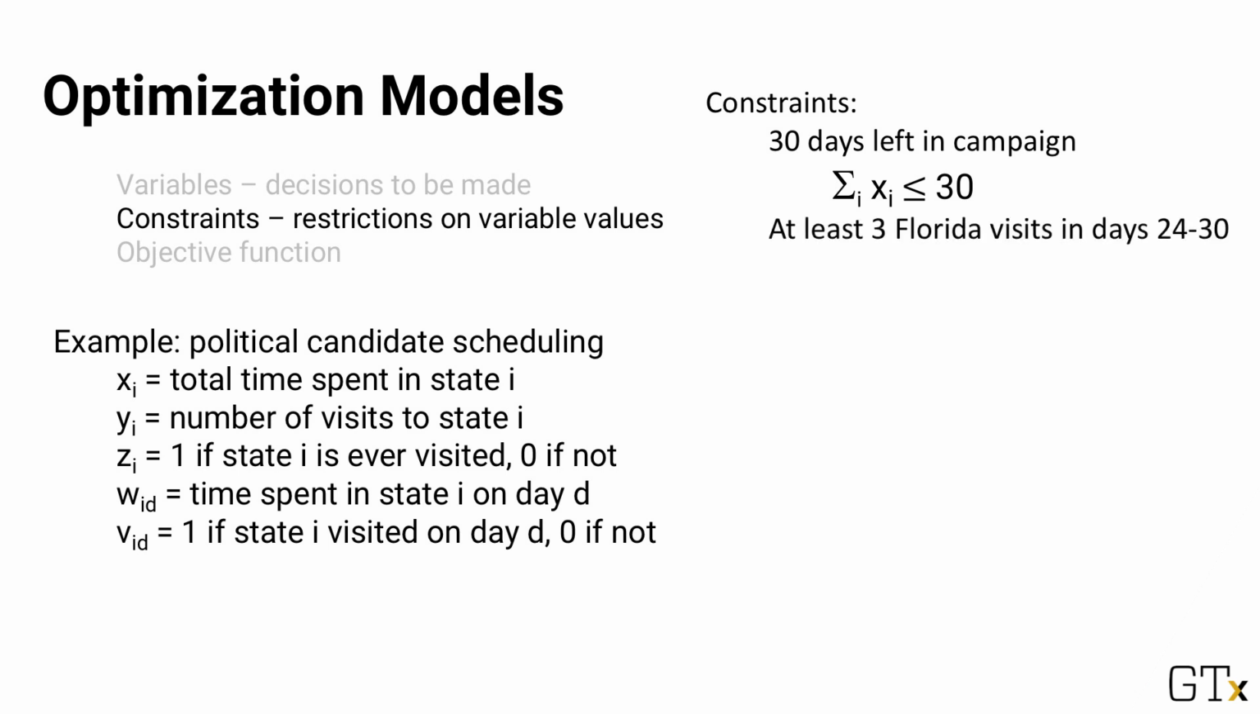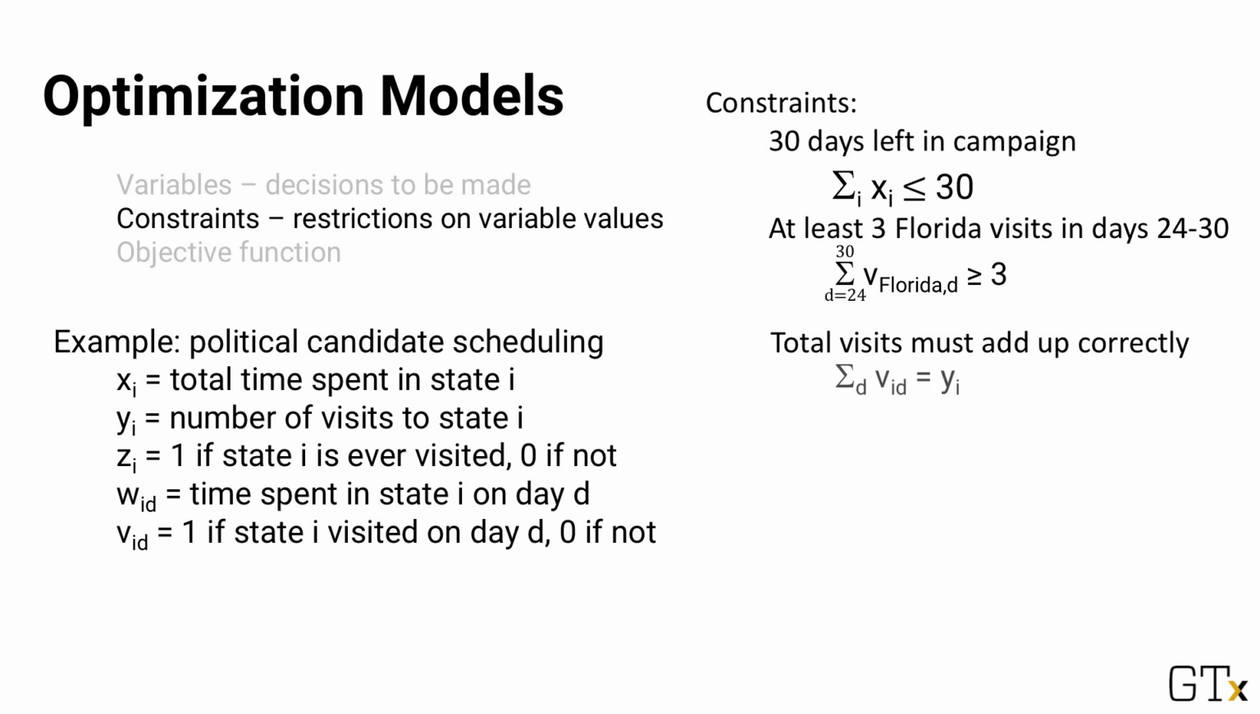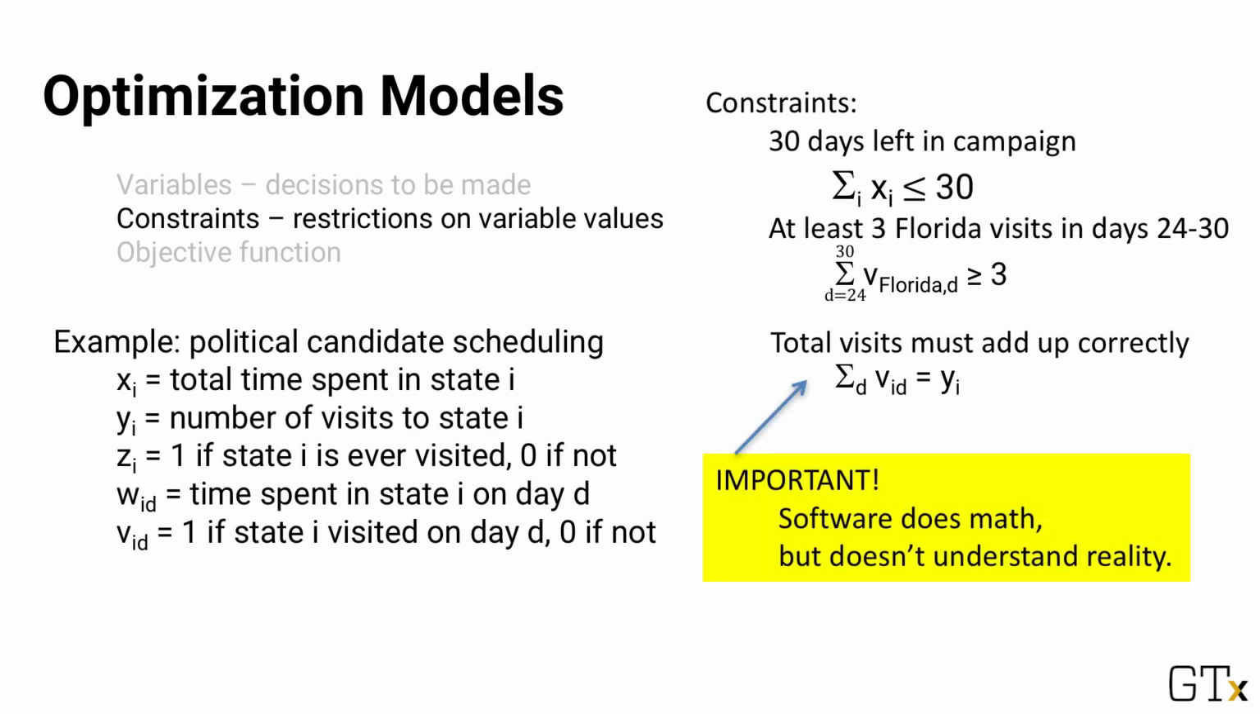We might also want to make sure, for example, that the candidate visits Florida at least 3 times in the last week, days 24 through 30. In other words, the sum over days d equals 24 through 30 of V Florida d must be greater than or equal to 3. And we need to link our variables together correctly. Vid is the number of visits to state i on day d, and Yi is the total number of visits to state i, so we need to make sure that when we sum up Vid over all days d, the total equals Yi. That's an important constraint.